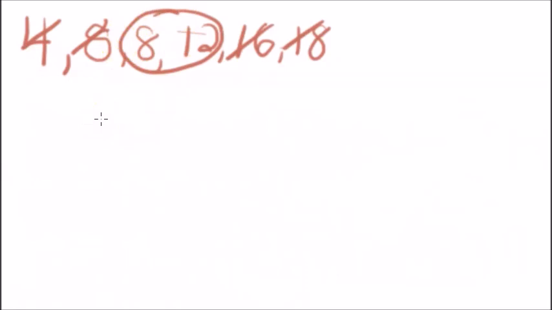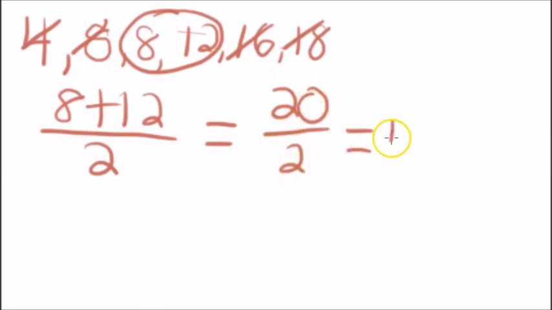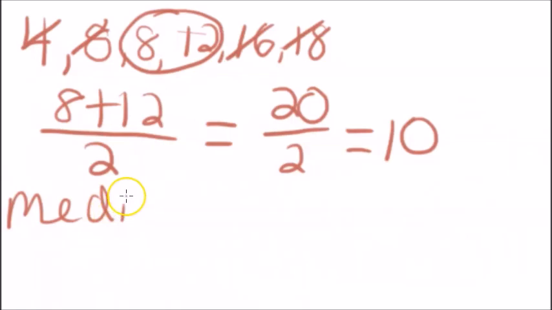So this means that in this case, to get the median, we need to take the average of the 2 numbers, 8 plus 12, all over 2. So 8 plus 12 equals 20. And then you have 20 divided by 2, which leaves 10. So then our median is going to be 10.